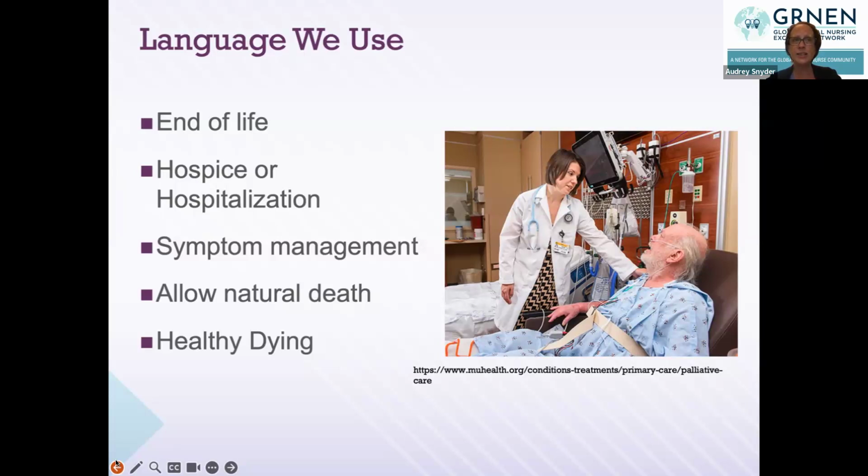And then just the concept of healthy dying, because that's an opportunity for individuals and family members to really reflect on their life experiences. What have their contributions been in their life? Do they have any regrets? What's the meaning of their existence? And value the relationships that they have and what they mean.